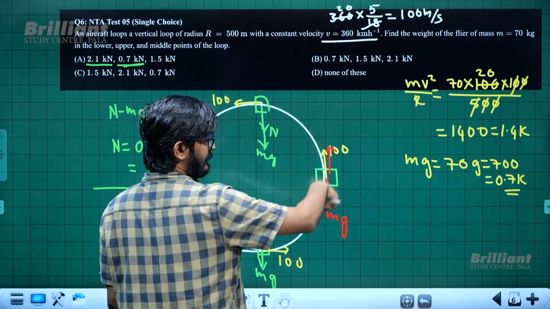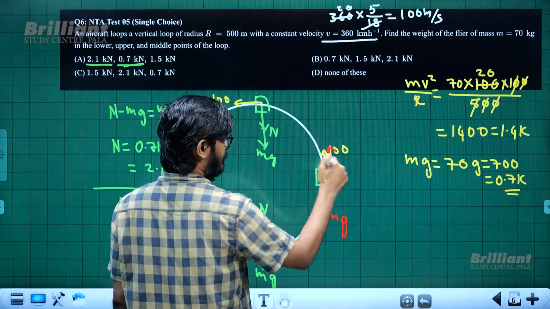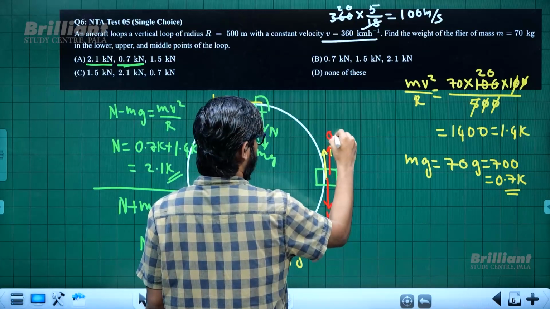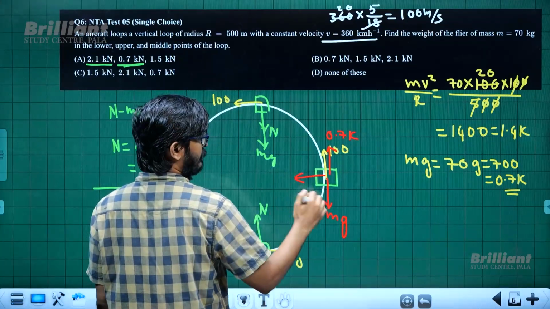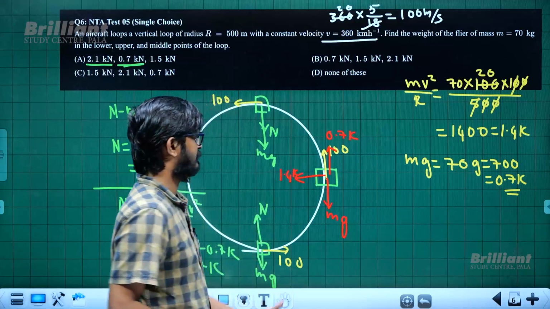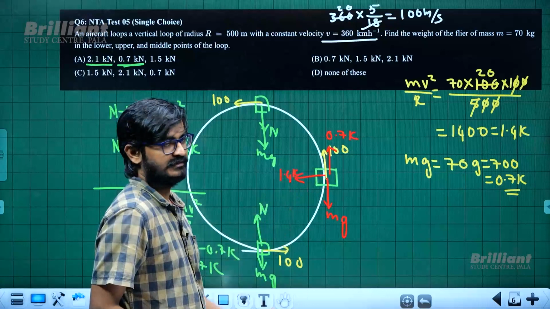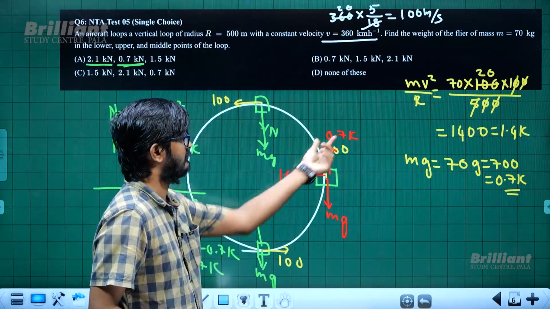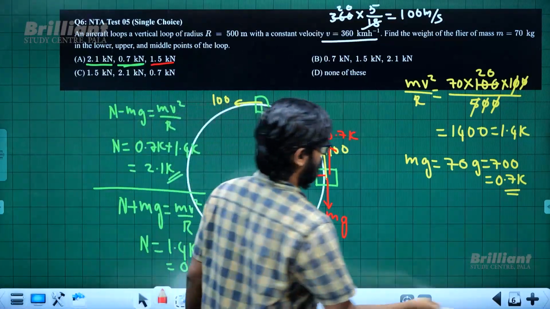But here gravity is trying to pull it down, so we need to apply extra force here. The friction will be providing that, which will turn out to be mg, which is 0.7 K. And normal must provide centripetal force mv square by r, which is 1.4 K. So generally we say this is the weight, but I think they are trying to ask what is the net reaction force. So net reaction force will be square root of this square plus this square, which will turn out to be approximately 1.5 kilo Newton.